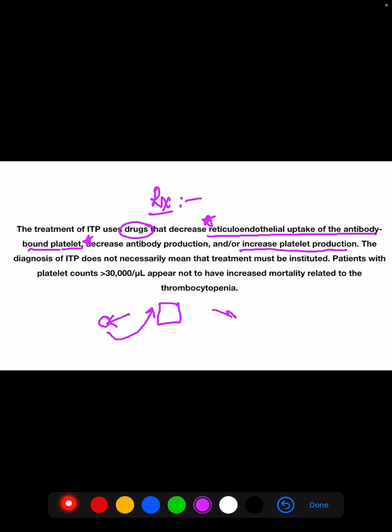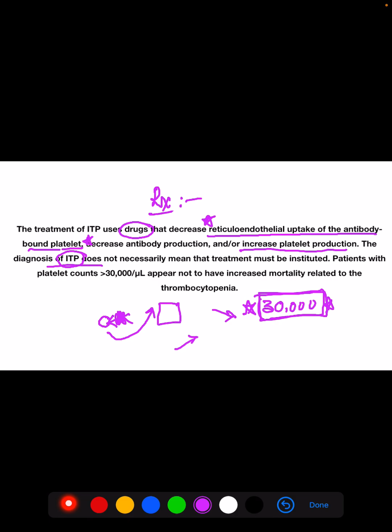So if platelets are decreasing, what we have to do is give some drugs which will increase platelet production, or we have to decrease this antibody production. And the diagnosis of ITP does not necessarily mean that treatment must be instituted. Supposing the patient is having ITP but the platelet count is 30,000. This does not mean that treatment should be initiated in all these patients. Though this patient has 30,000, there may not be symptoms related to this low platelet count.